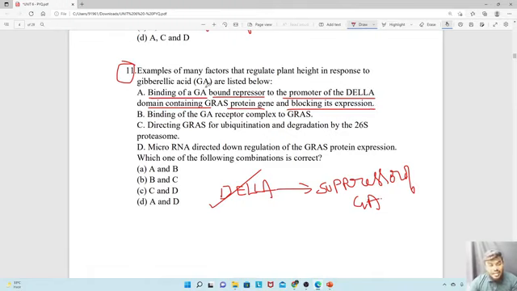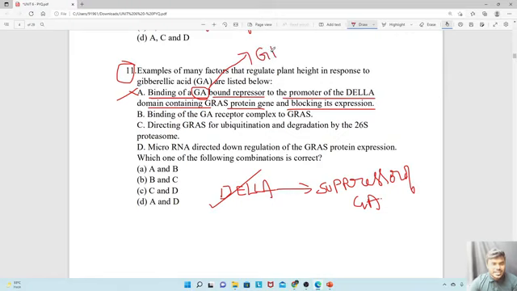First of all, friends, binding of gibberellic acid bound repressor to the promoter of the DELLA domain. It is not at all possible. Option A is a completely wrong option. Why will gibberellic acid go and bind to the repressor, friends? Gibberellic acid will go and bind to its receptor.